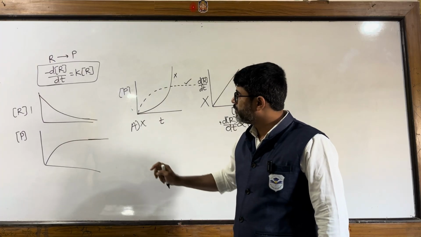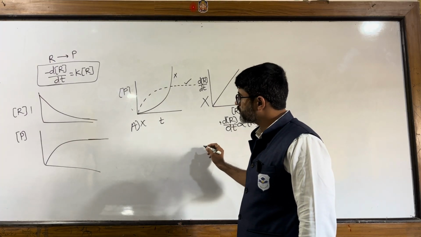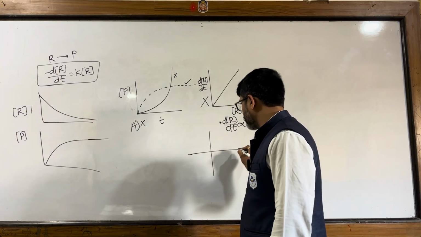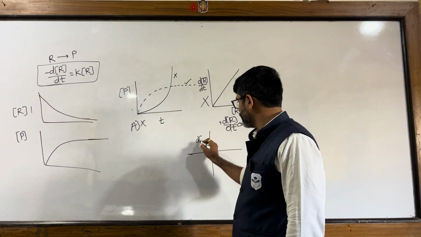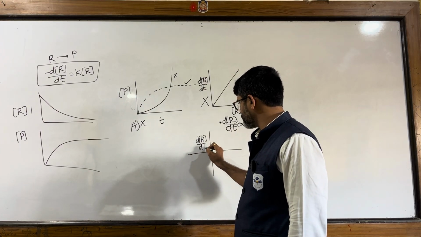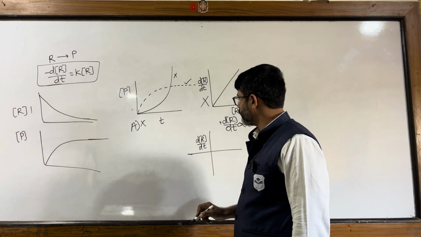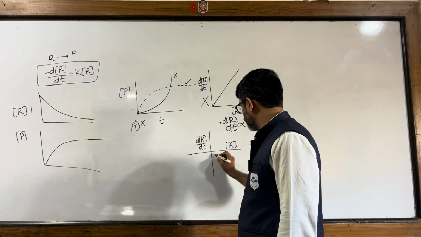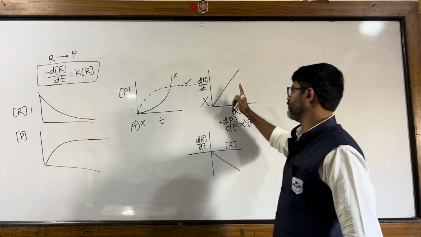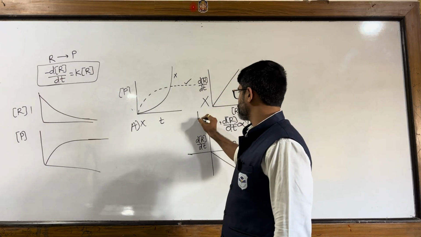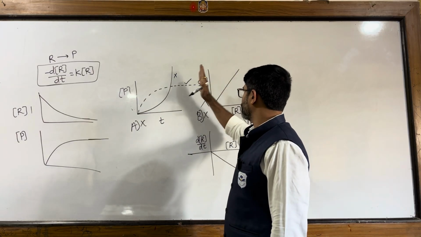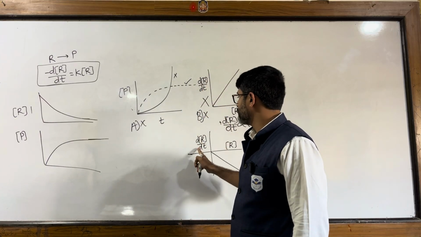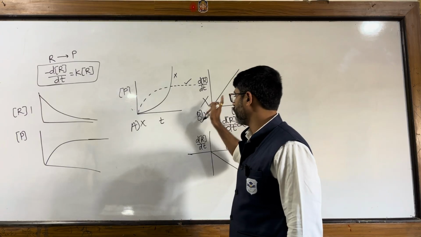So the correct graph will be, we have d[R]/dt is equal to -k[R]. If we have to draw the correct graph, with d[R]/dt on the y-axis, then this value is always negative, and it varies with the concentration of R. This will be the correct one, not this. So option B is also wrong. If you take the mod, then this option will be correct. But if you consider the signs, this graph is definitely wrong.